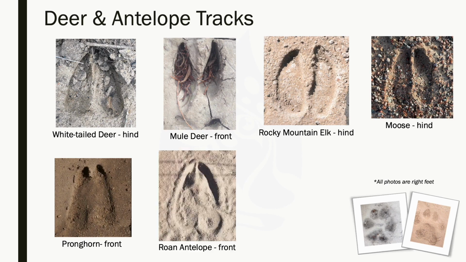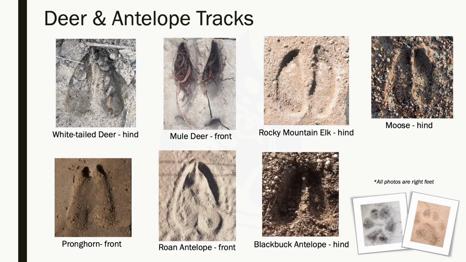This is a roan antelope, a front. These guys are from Africa. Again, just a classic looking, sort of deer track shape, even though it's an antelope. Same characteristics, posterior edge is round and tapered down to a point in the front.